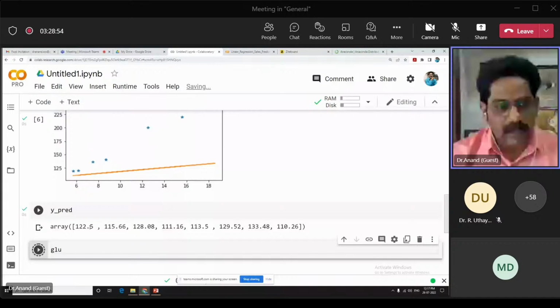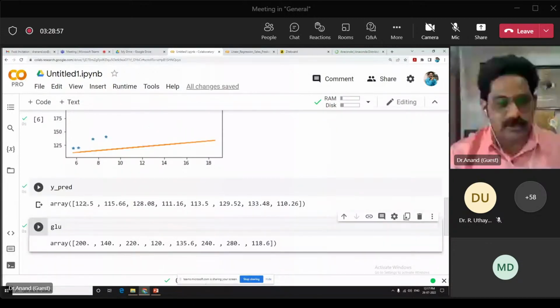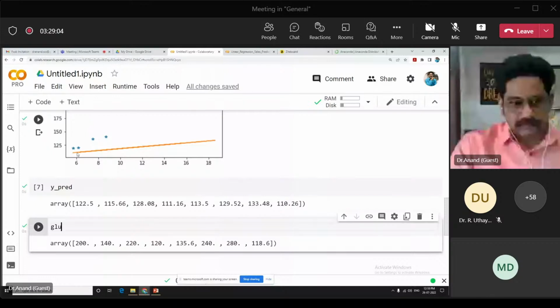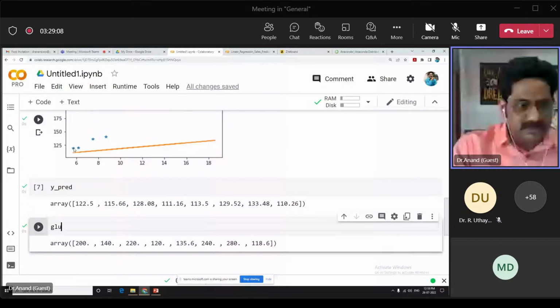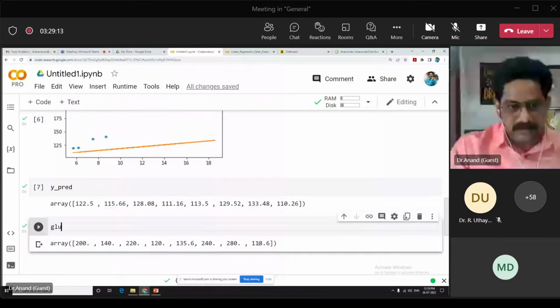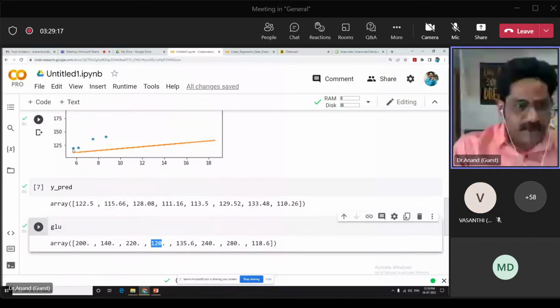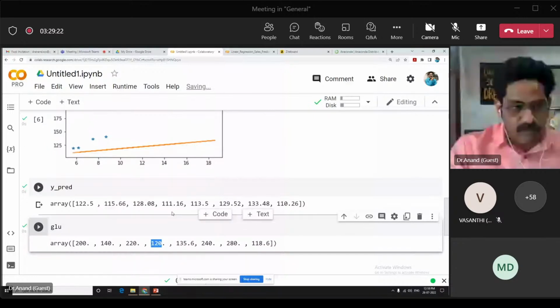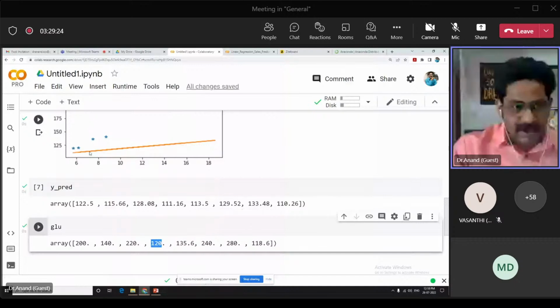For the first record, the actual is, for example, this one. Where is this? This point. Let me consider this blue point. It's around 124, right? Sorry, that is 120. This blue data point is 120 actual. Can you see what the orange line predicted for that? It is under-predicted, right? 120 is wrongly predicted as 111.16.